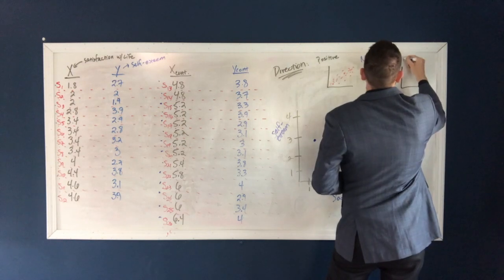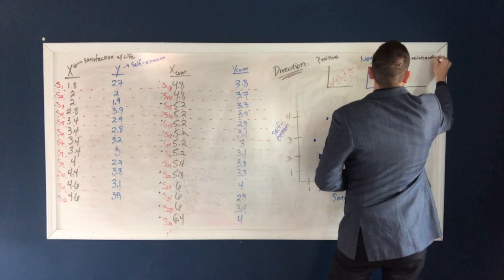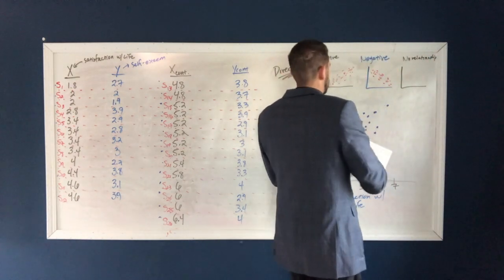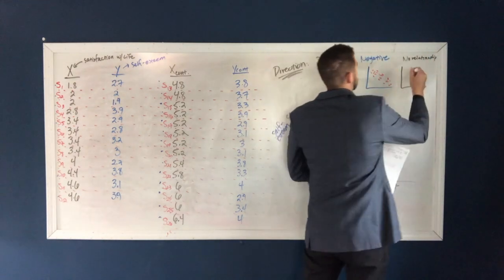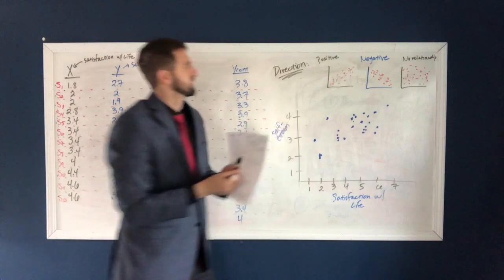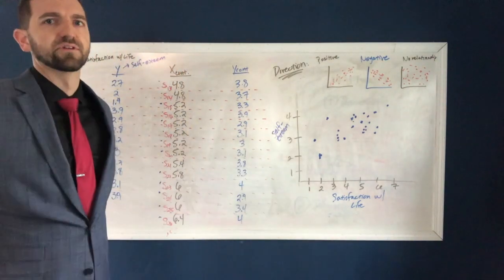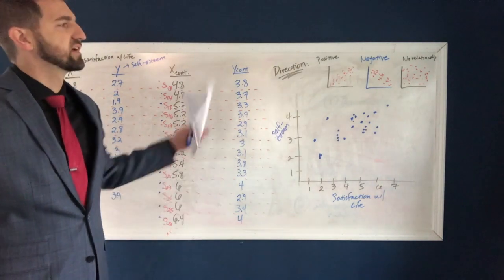The last one I'm going to show you is no correlation, or no relationship. If there's no relationship, you're just going to see a bunch of dots everywhere. A bunch of dots everywhere.